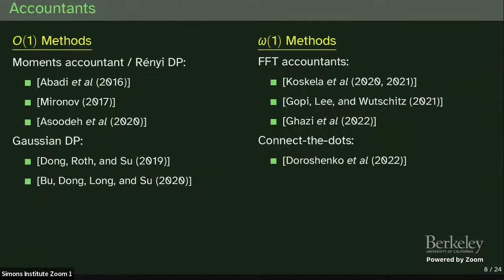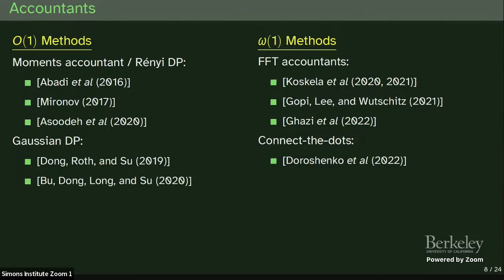Okay. So as I said, there are lots of privacy accountants. I've divided them into two groups, which I'm calling order 1 methods and little omega 1 methods. What I mean is the dependence on the number of compositions. For order 1 methods, it's independent of the number of compositions: for any number of compositions, it's still a constant, and the amount of time it takes to compute doesn't change. Whereas for little omega 1 methods, as the number of compositions increases, the amount of time it takes to compute also increases. Over here, we have things like Renyi DP, the Moments Accountant, and also Gaussian DP. I'll talk more about that later. And then over here, there are things based on the FFT, and another algorithm called Connect the Dots.